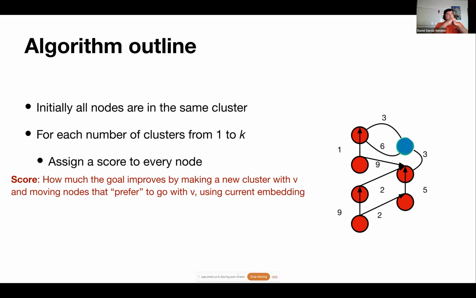And we're going to repeat this for a certain number of steps until we reach the desired number of clusters. What we need to do is to create a new cluster. How do we create a new cluster? Well, we need to assign a score to every node that tells us how good this node would be if we were to actually create a new cluster. Basically, we compute how much our objective function would improve if we made a new cluster with that new vertex. And we put it together with all the nodes that prefer to go with it in some sense, loosely speaking.